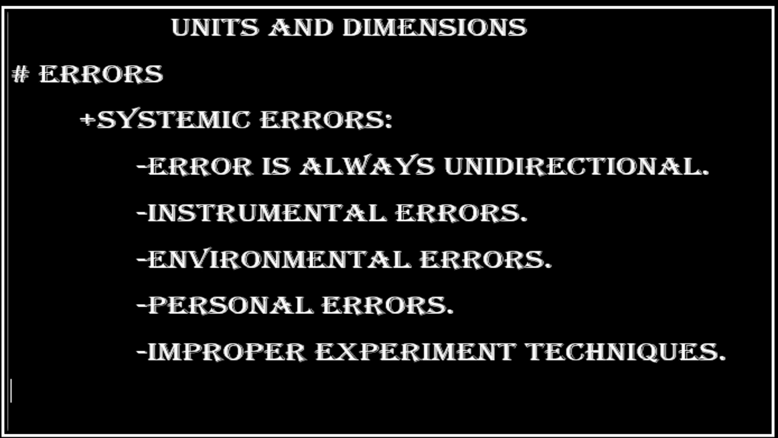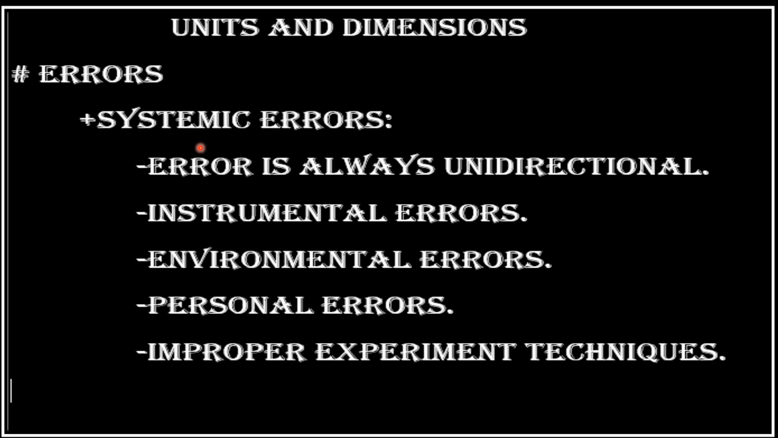Errors are common in physics. We have two types of errors. The first one is systematic errors. Systematic errors are always unidirectional. They are not bidirectional or reverse. It's only single direction, unidirectional.